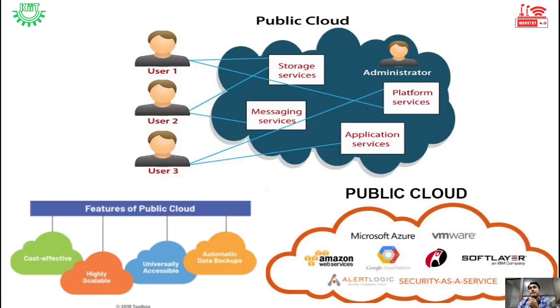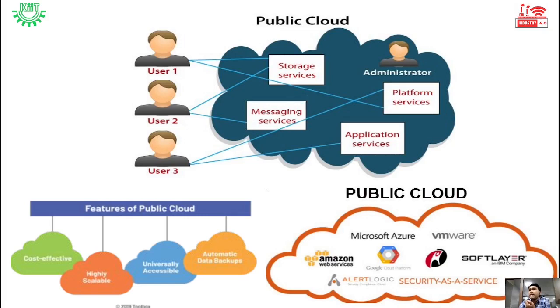The first one is the public cloud. As you can see here, services are provided over the public internet and are available to anyone who wants to use them. Some of the examples are AWS, Azure, and the Google Cloud. AWS is a service from Amazon, whereas Azure is a service from Microsoft, and Google is providing the Google Cloud.